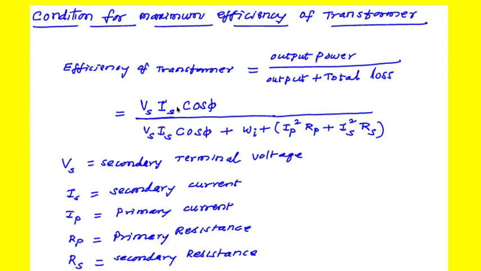For a transformer, the output power is nothing but the output terminal voltage, output current, that is secondary current, into cos phi, means power factor of the load. So this is the output divided by this output, again it comes here, VSIS cos phi plus WI, means it is the iron loss in the transformer which does not change with the load condition. It is always constant, plus copper loss in the primary winding, copper loss in the secondary winding.